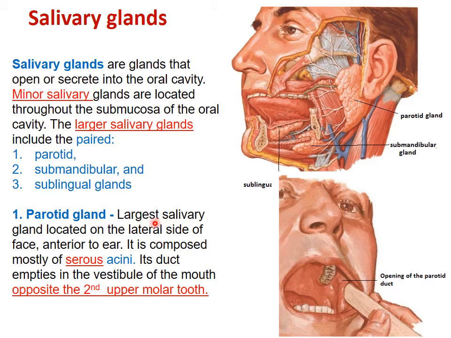Now, the parotid gland, the largest salivary gland, on the lateral side, is composed mostly of serous acini. Serous acini means water, electrolytes and enzymes, right? They are not for lipid secreting function. Its duct empties in the vestibule of the mouth, opposite the upper second molar tooth. Not the lower molar tooth, not the first, not the third. The upper second molar tooth.